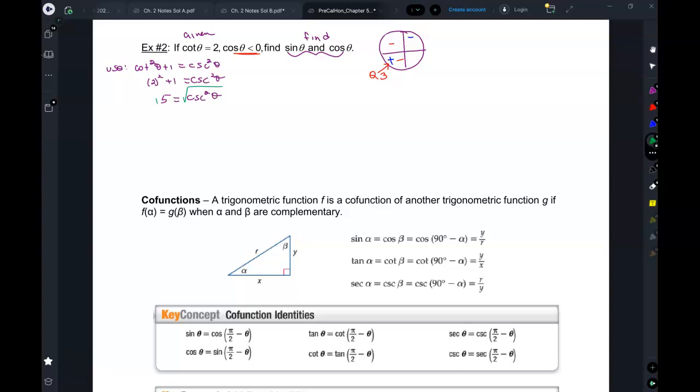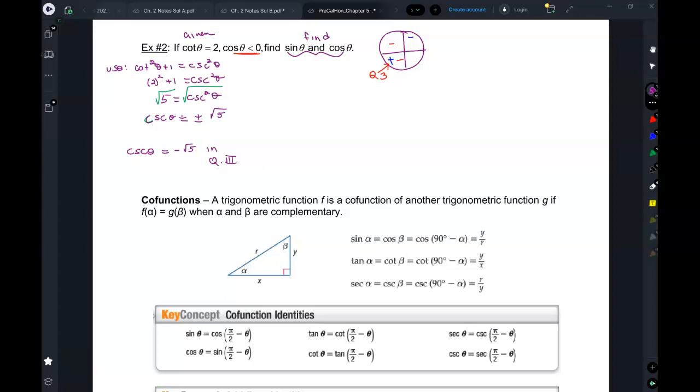Take a square root of both sides. And now cosecant theta is equal to, what happens when we take a square root of both sides? Plus or minus root 5. Now, we can't have two answers. We have to choose either the plus or the minus. In quadrant 3, is cosecant positive or negative? Negative. So I choose the negative one. Isn't that fun? Equals negative root 5 in quadrant 3.